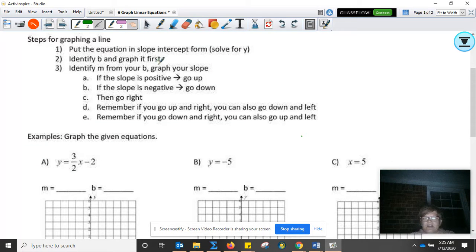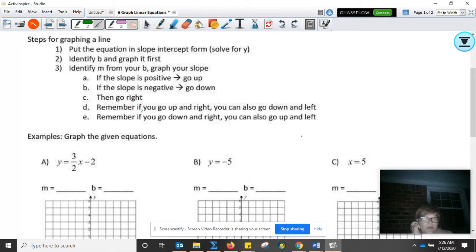Identify your b first, identify m, and then from your b, you graph it. You identify your m, and from your b, you graph your slope. If the slope is positive, go up. If the slope is negative, go down. Okay, then always go right.